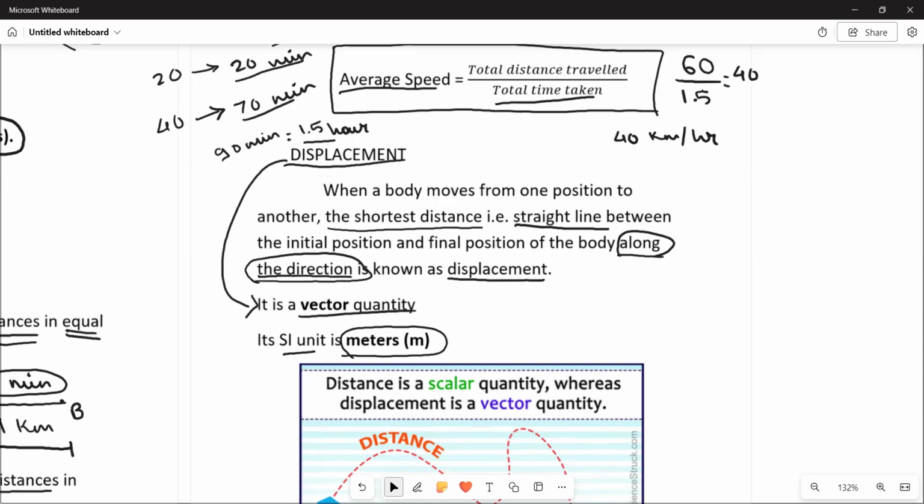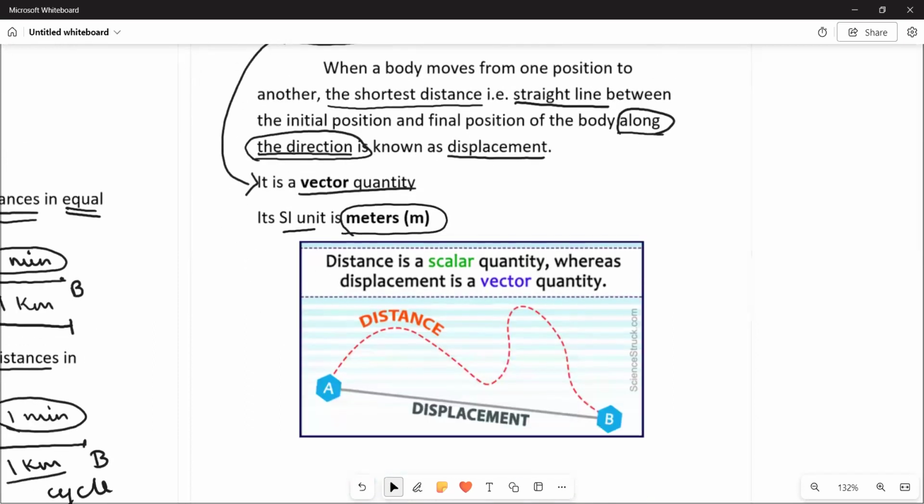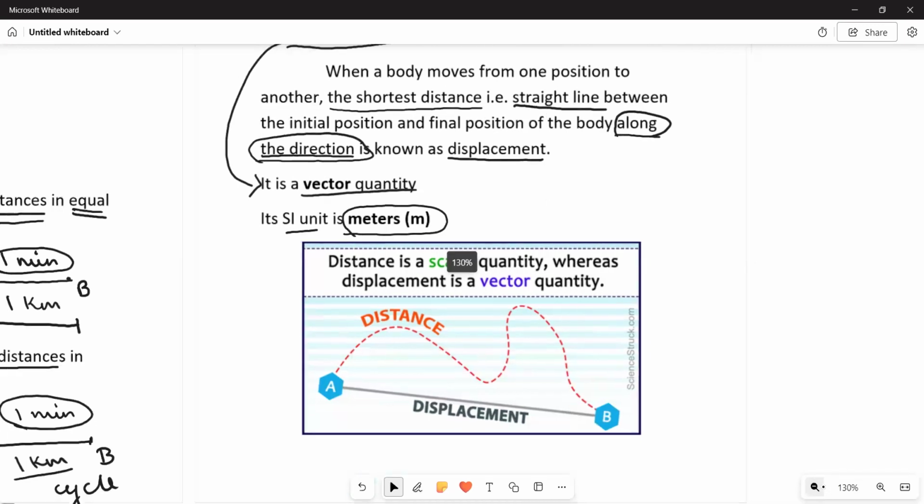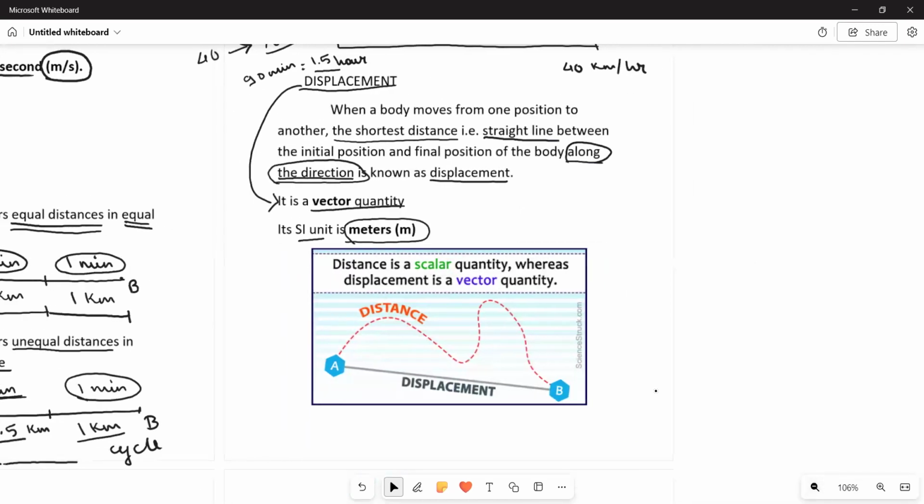Now see what is the difference between the distance and the displacement of any object. Say we start from point A and we are supposed to go to point B. And the path covered is this, the red dotted line. We are going through this path in this way.